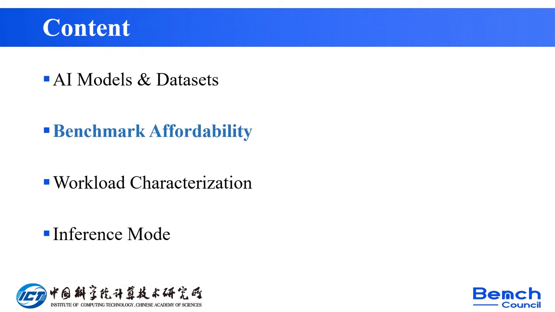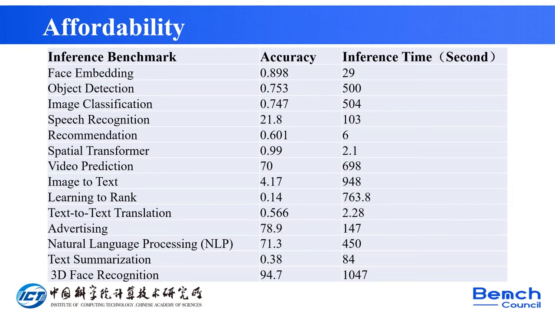Next, we will introduce benchmark affordability. We test 14 tasks on V100, and from this table, we can find that with a high accuracy promise, the inference time is short, so it is affordable to test many tasks.